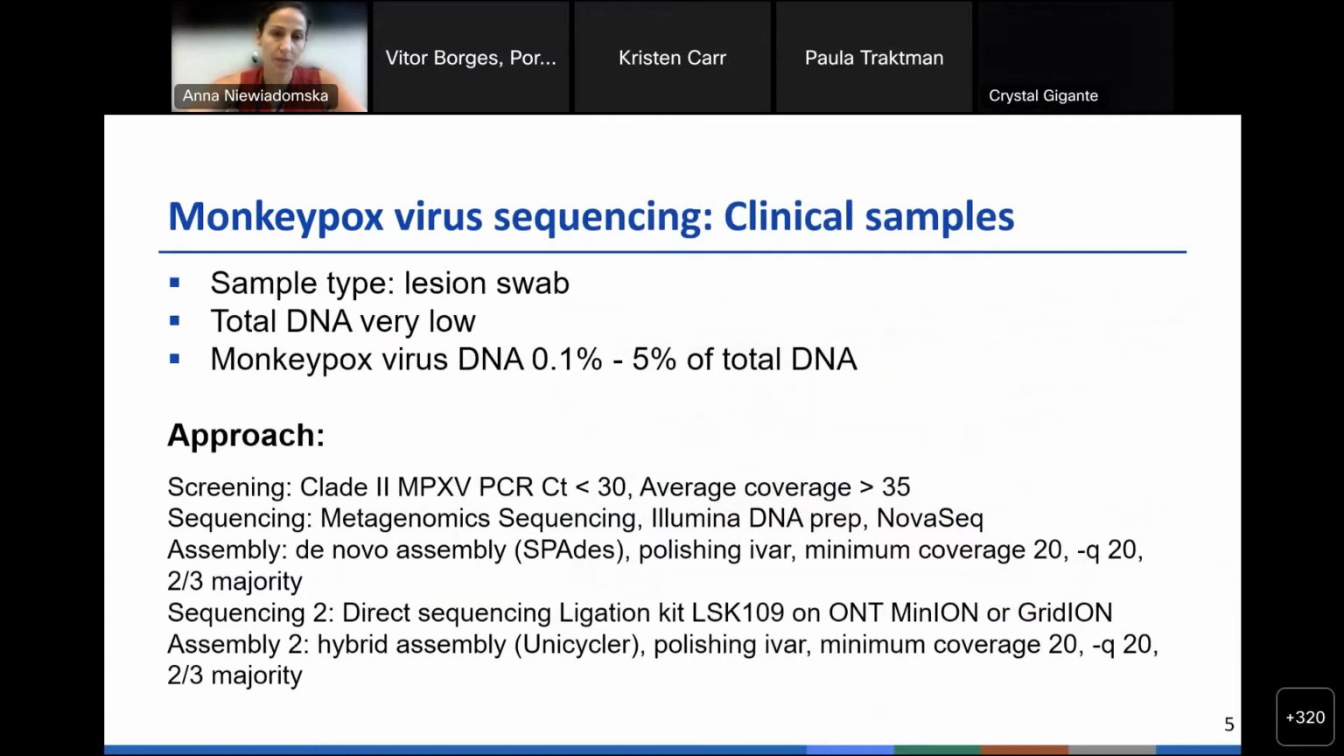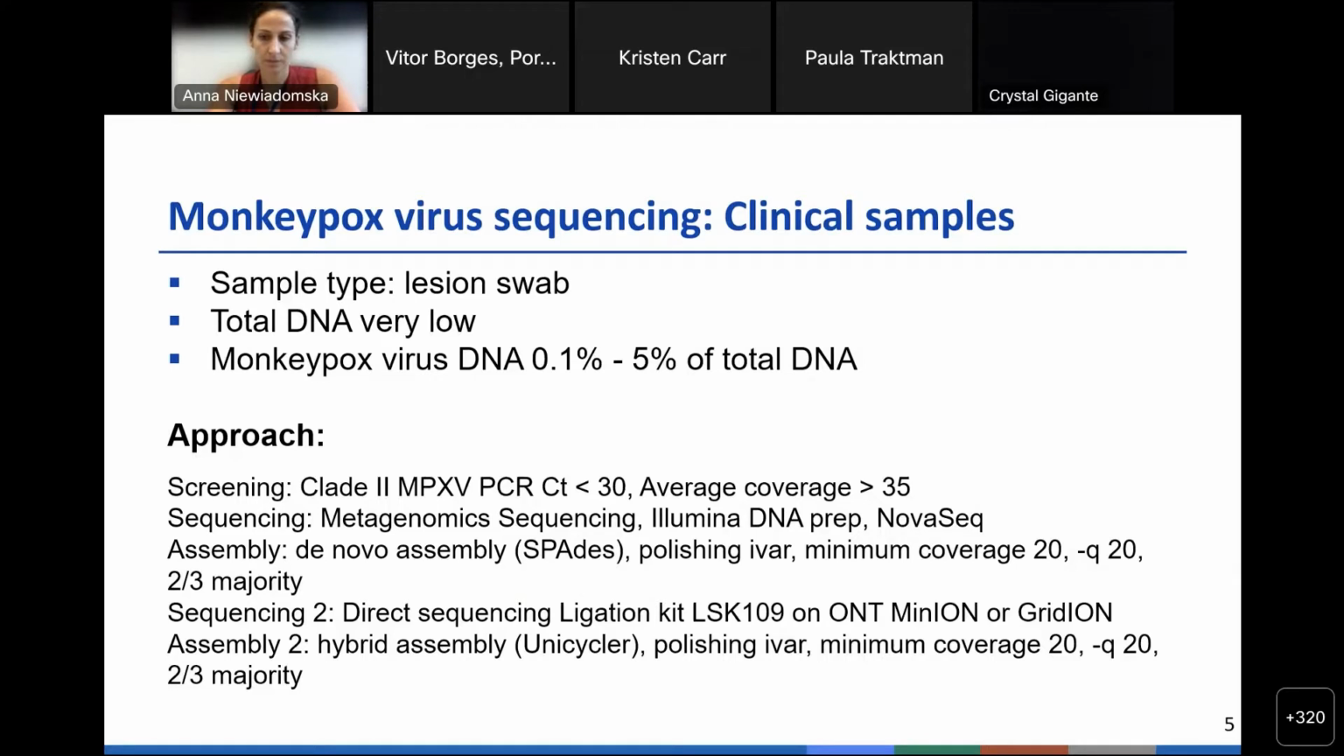So our approach currently at CDC is described on this slide. We use samples from a lesion swab where the total DNA is typically very low, and the monkeypox virus DNA is somewhere between like 0.1% to 5% of the total DNA in that sample. We do direct metagenomics shotgun sequencing using Illumina NovaSeq platform.